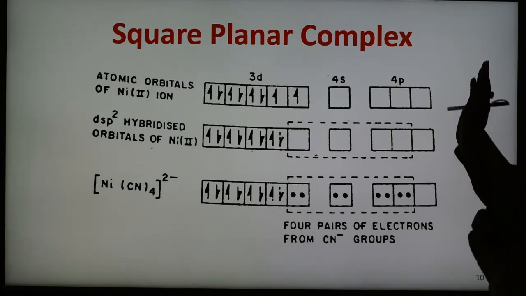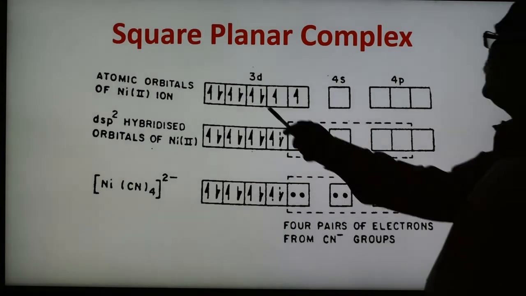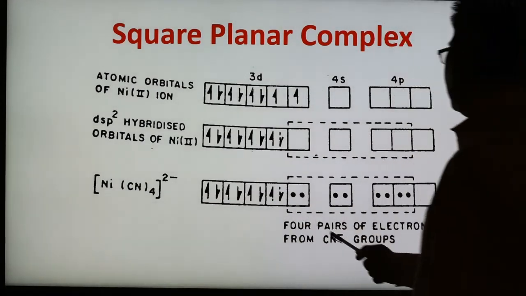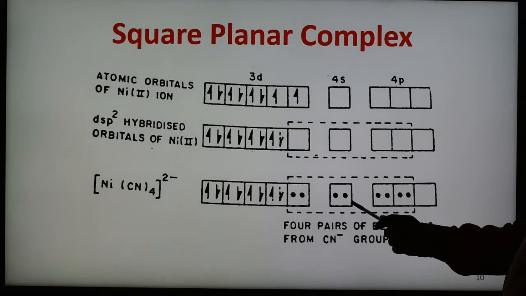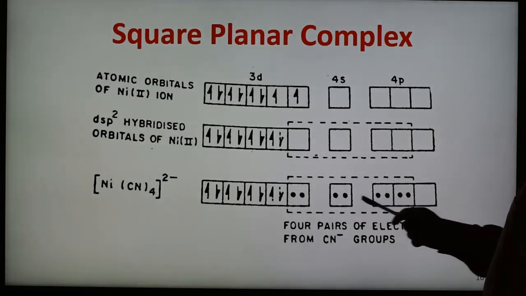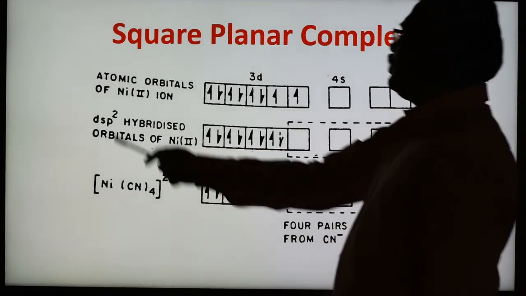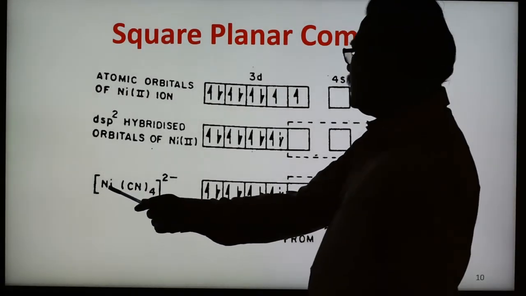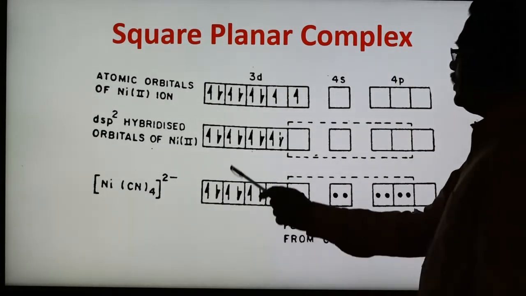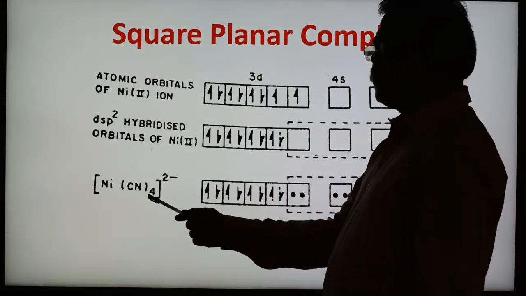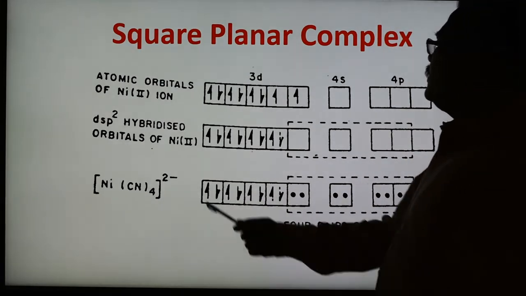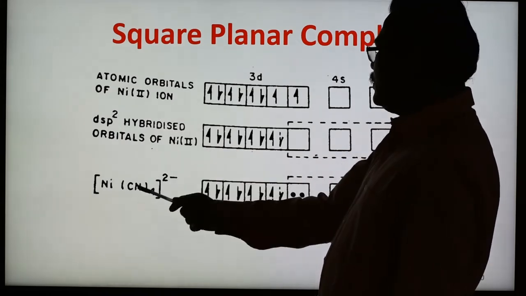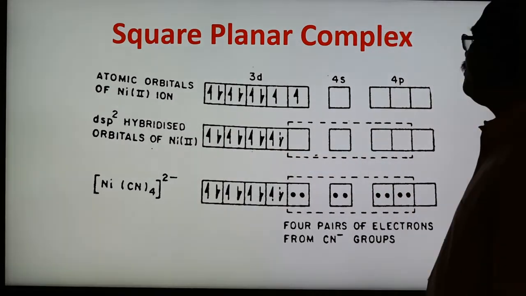Coordination number 4 also occurs in square planar complexes. In case of square planar complex, the hybridization is dsp2. So this is the dsp2 hybridization. Now here the complex is [Ni(CN)4]2-. There are 4 ligands, which means the coordination number is 4. And nickel is in a +2 state in this complex.